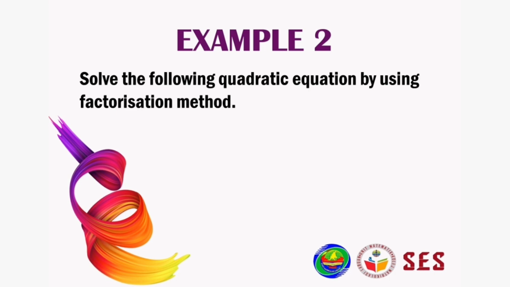Now, let us try to solve another quadratic equation without using calculator. So for this example, first of all, we will look at the coefficient of x squared. In this case, it is 1. Therefore, we can write 1x multiplied with 1x will give us x squared.